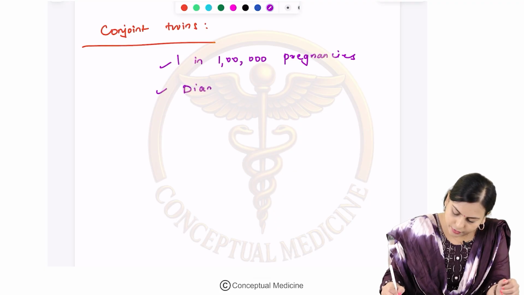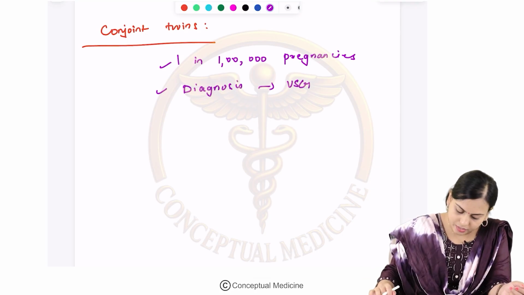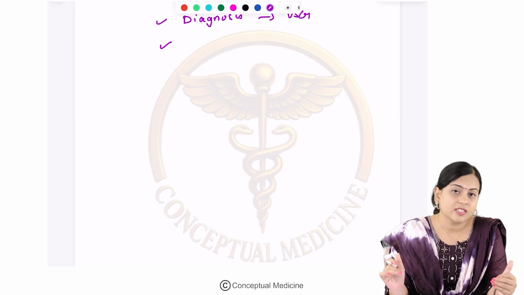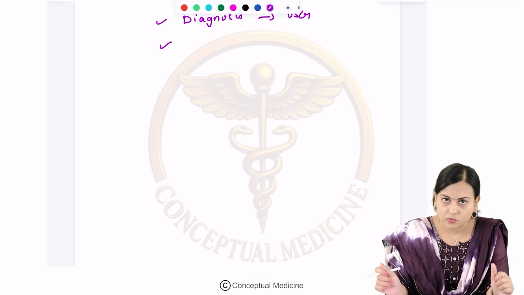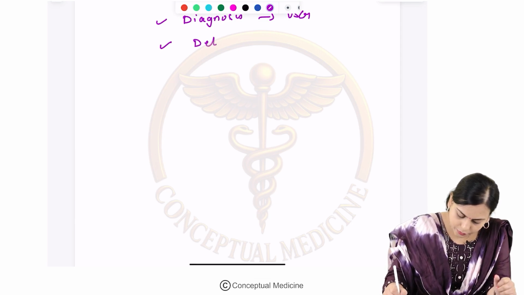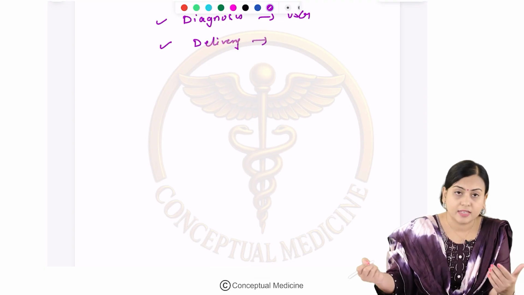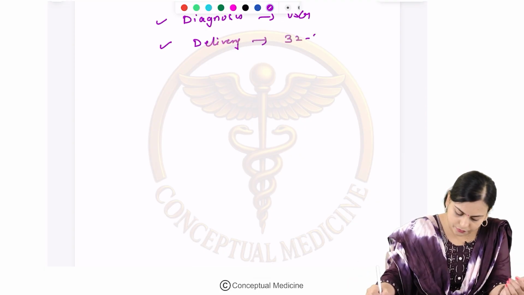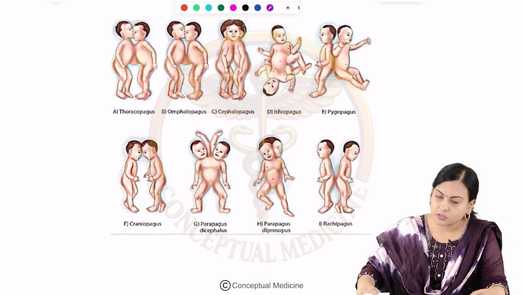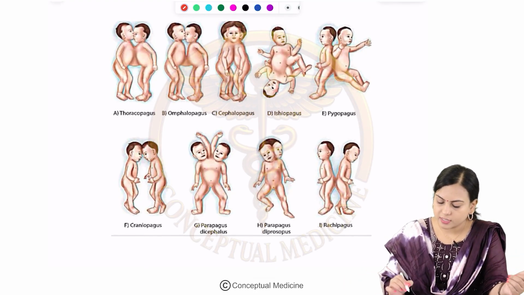So, how will we be doing the diagnosis? Obviously ultrasonogram, and if diagnosed early, termination is advised as soon as it is diagnosed. Clear? Okay. Now, suppose it is found only in the 3rd trimester, then you have to plan delivery between 32 to 34 weeks. Clear? So, this is a picture to know about the various types of conjoined twins.